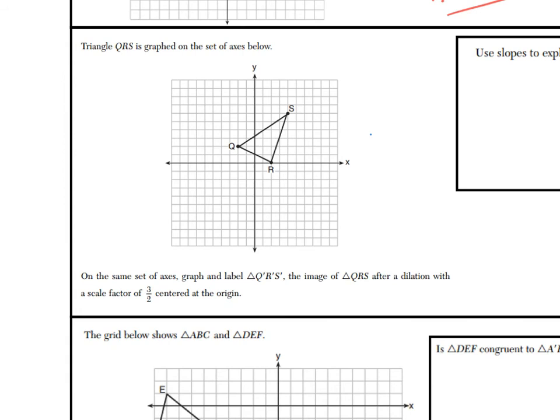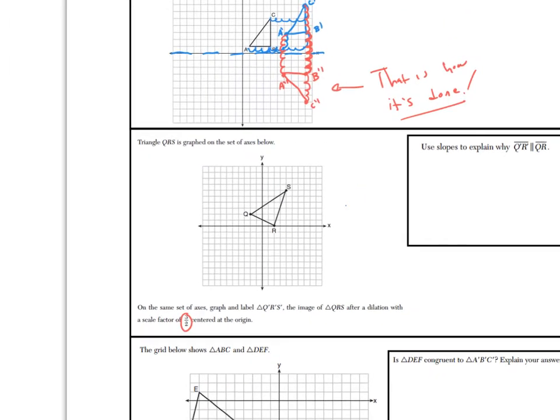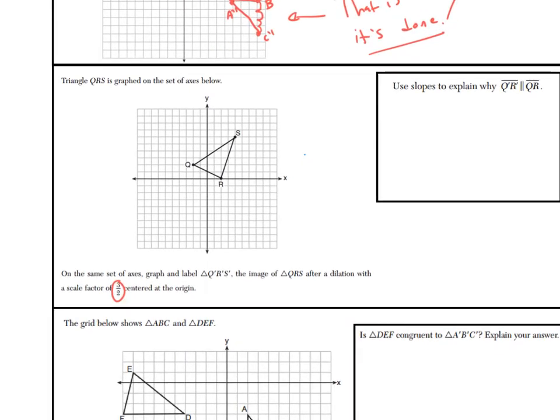On the same set of axes, graph and label QRS, Q prime, R prime, S prime, the image of QRS after a dilation with a scale factor of 3/2 centered at the origin. So when your dilation is centered at the origin, it is super easy. It's super duper easy. The reason is because all you have to do is multiply the coordinates by the scale factor. So what we're going to do is write down our Q coordinate, our R coordinate, and our S coordinate.